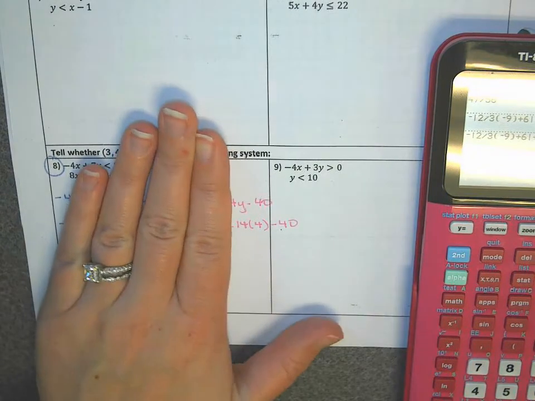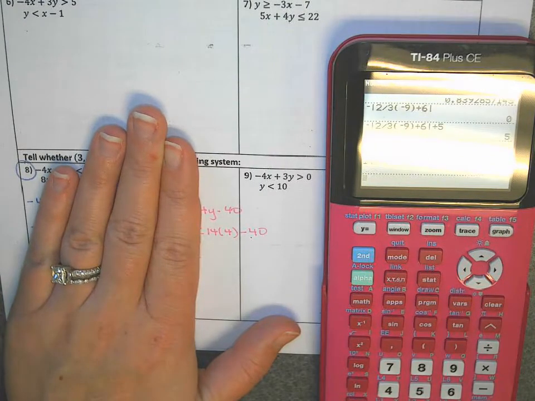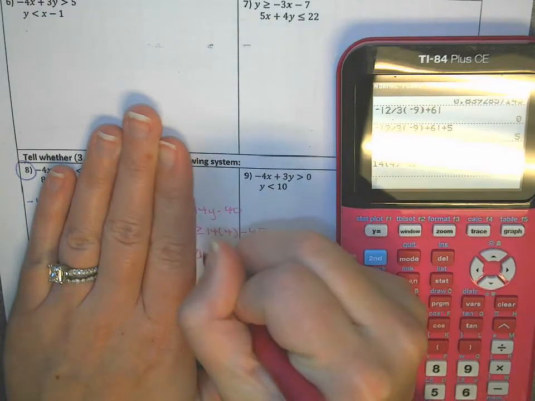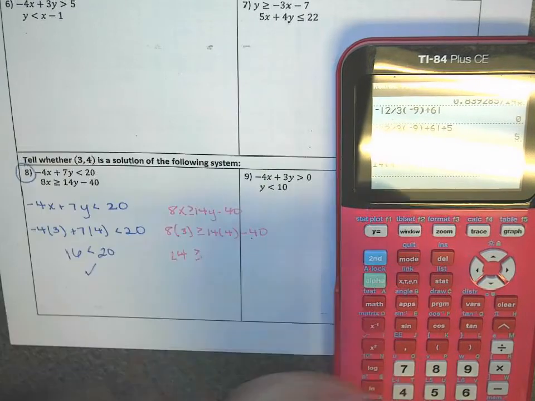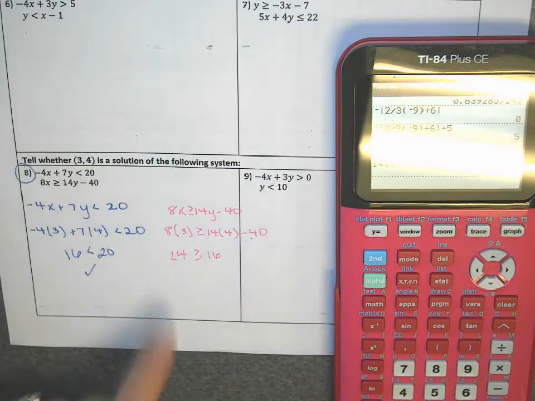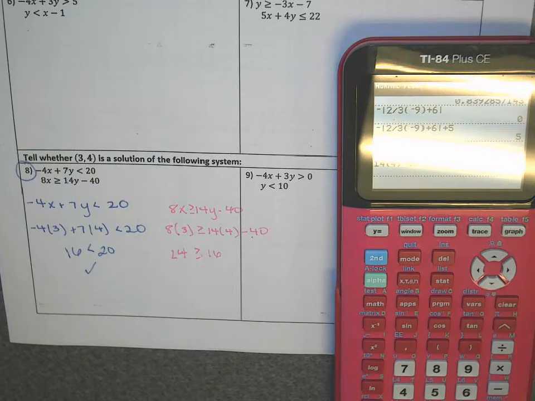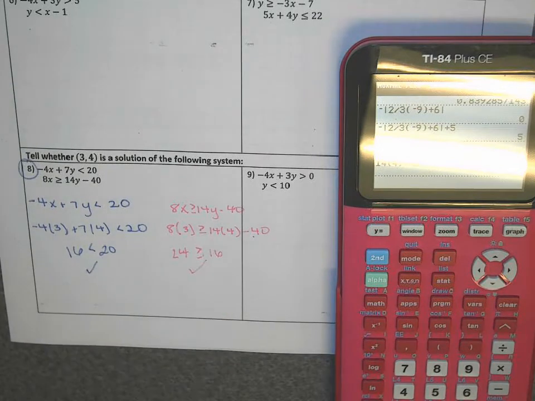Pretend the left side doesn't exist. Again, you don't have to do that by hand. Use your calculator. 14 times 4 minus 40. I get 16. Is 24 greater than or equal to 16? Yes. I answered yes to both. What's my overall answer? Yes.